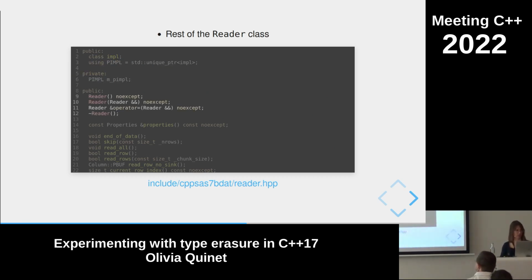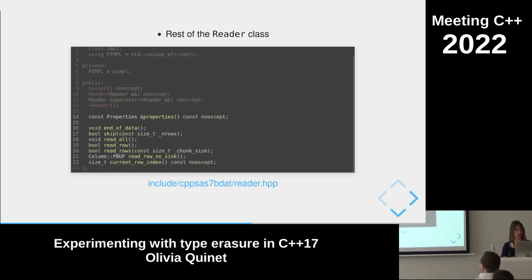So I will show you, yes. For the reader, that's the actual definition of the default constructor and destructor. Then you have different methods that are useful for the reader, so you can retrieve the properties. You can also signal, okay, no, I want to stop reading the file, stop, end of data. I want to skip some rows. I want to read all the rows. I want to read only one row. I want to read a bunch of rows. And the read row knows things. It's a bit of a hack, but they give you directly access to the row buffer. And the current row index gives you the position in the file that the reader is at.